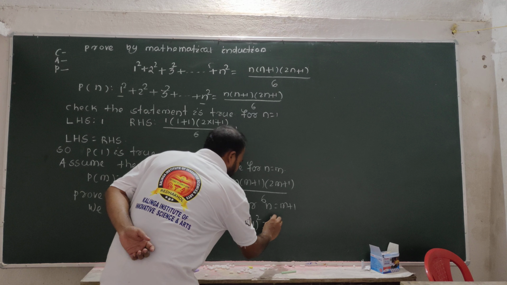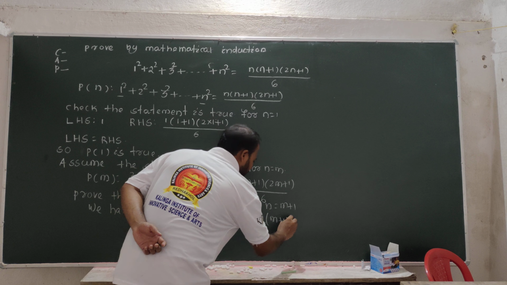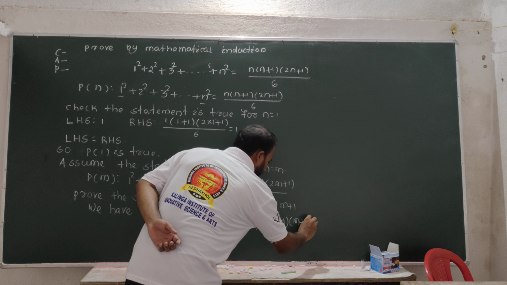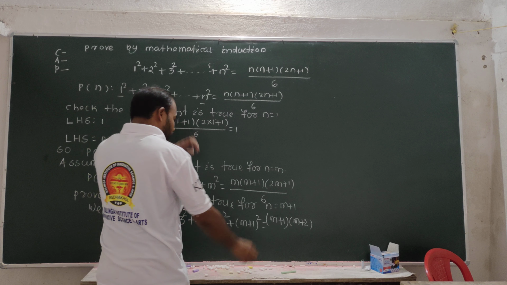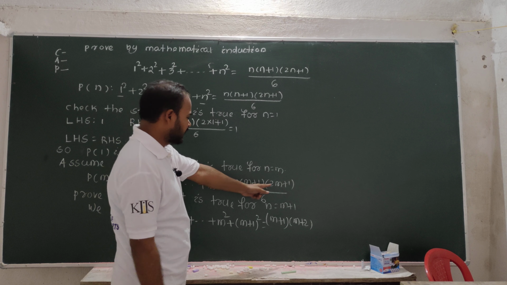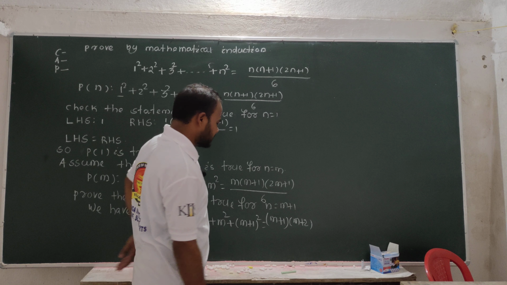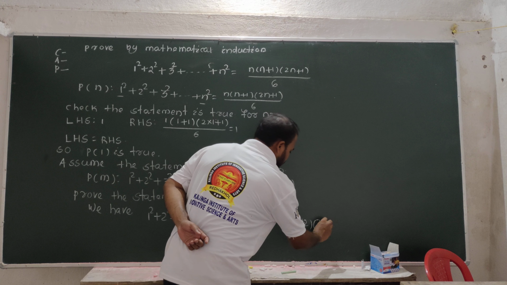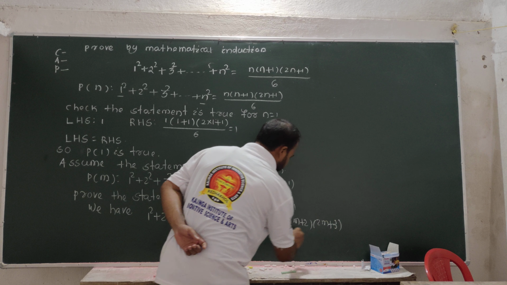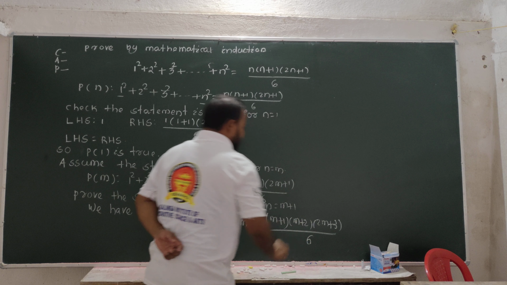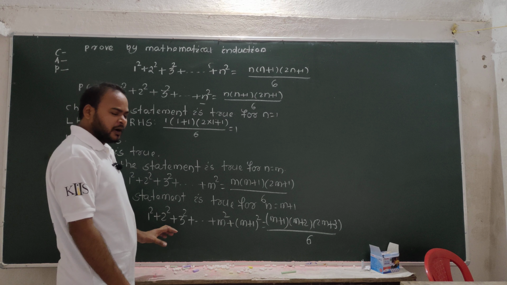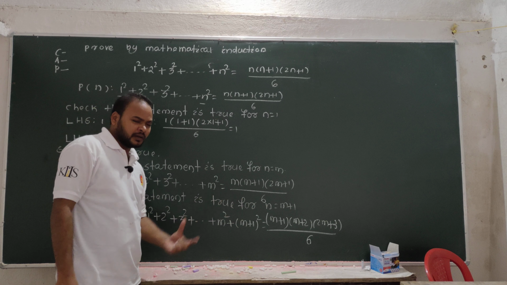So this is m plus 1 into m plus 2 into, and 2 into m plus 1 is 2m plus 2 plus 1, that is 2m plus 3, upon 6. Now we have to prove that LHS is equal to RHS.